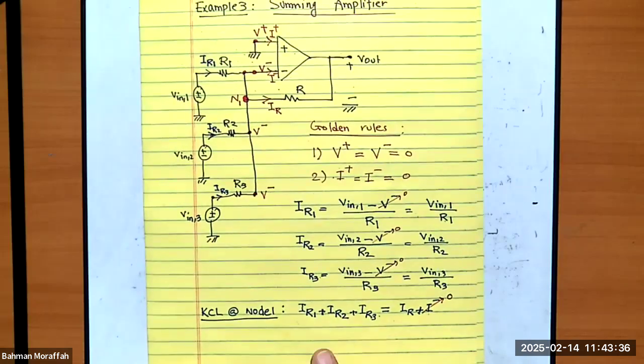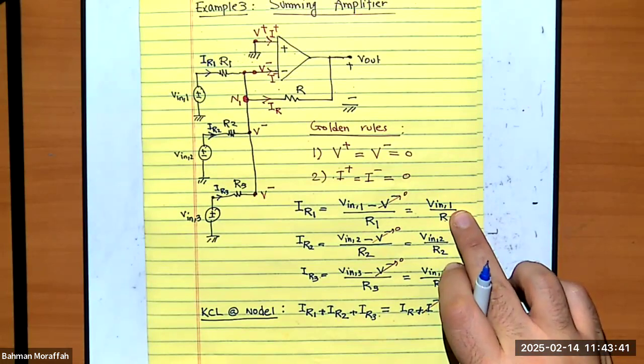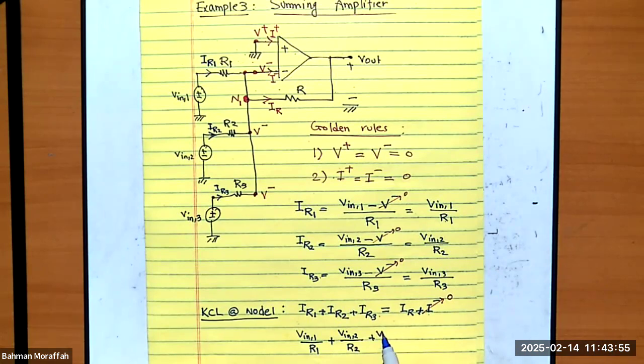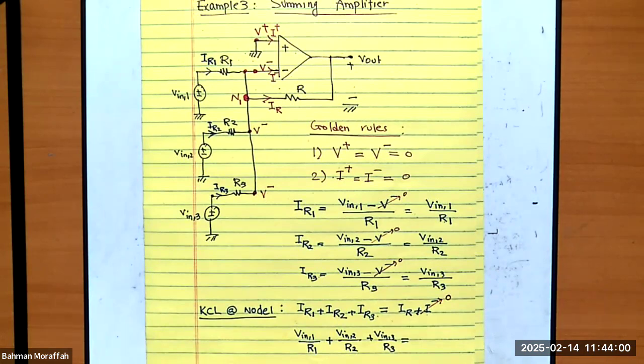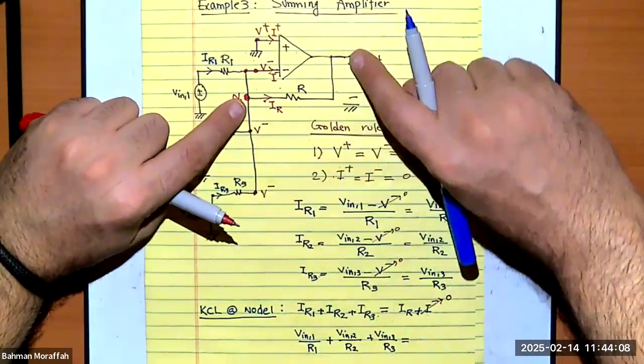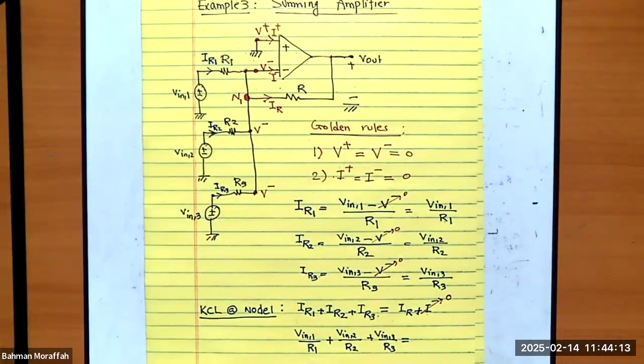But what was I of R1? We just computed it. It's Vn1 divided by R1. So I have Vn1 divided by R1 plus I of R2, which is Vn2 divided by R2, plus Vn3 divided by R3. And that must be I through R. What is I through R? It's the voltage at this node minus the voltage at this node, divided by its value. Basically, voltage across R divided by its value.